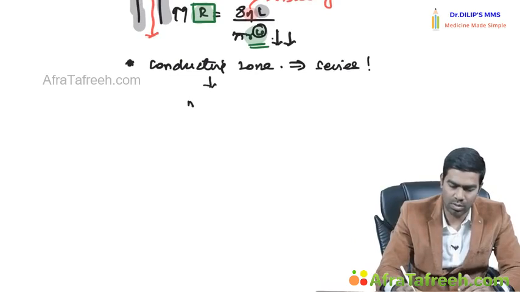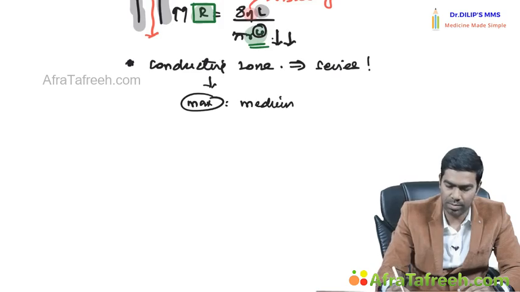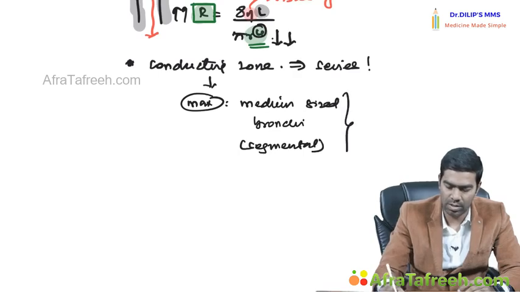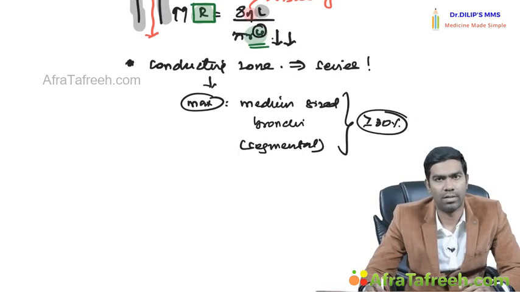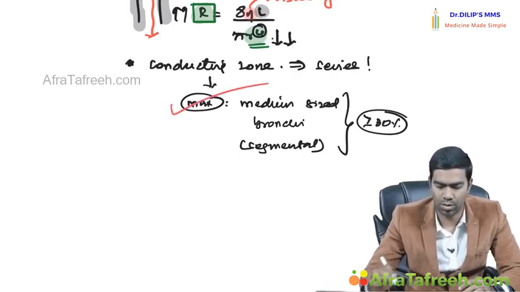And if they ask you, the zone of maximum resistance is the medium sized bronchi. Among the airways, these medium sized bronchi, otherwise referred to as the segmental bronchi, are the ones that offer more than 80% of the resistance of the airways. So this is the place of resistance usually.